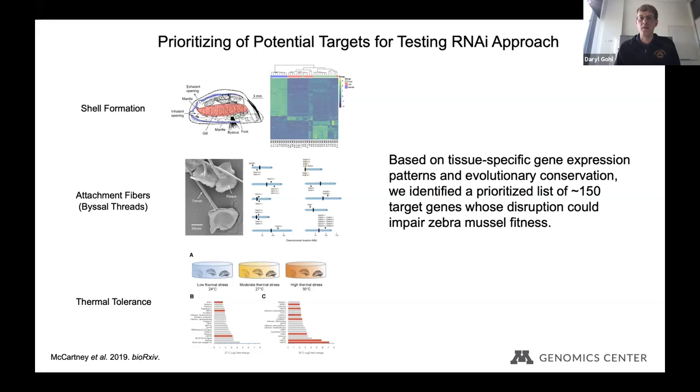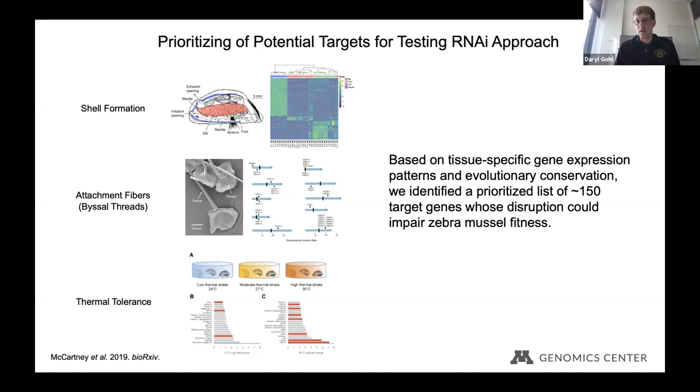Another set of these genes are the byssal thread genes, so the genes that form the attachment fibers. We actually think we have probably the complete catalog of all of the genes that are necessary to make those attachment fibers from the genomic information.